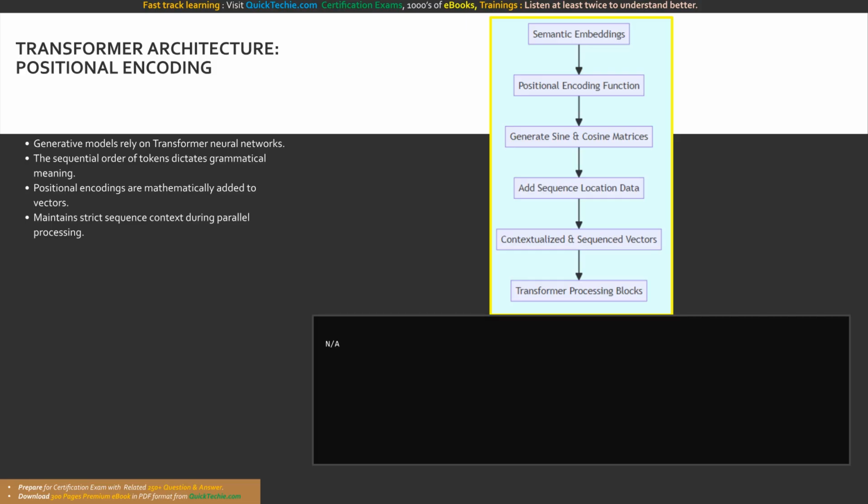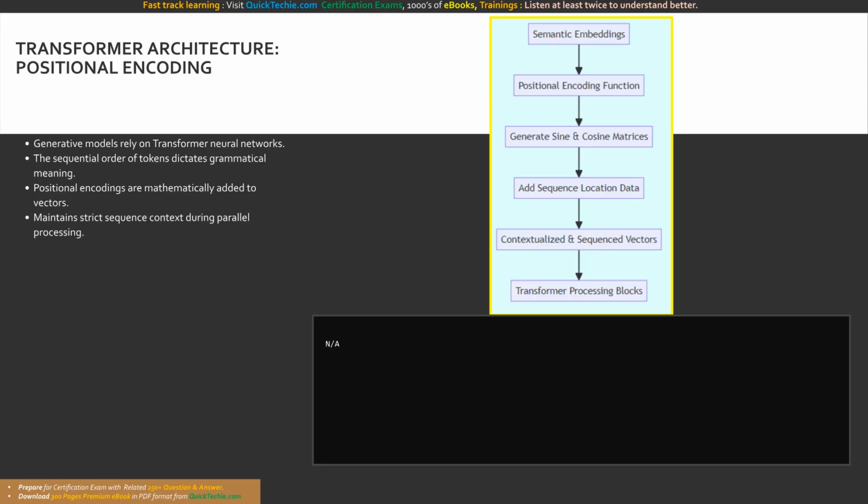The sentence, "the dog chased the cat," implies something entirely different than "the cat chased the dog," even though both phrases utilize the exact same tokens. Because transformer networks are designed to process tokens in parallel rather than sequentially, they inherently lose track of the order of the words during computation. To rectify this, generative AI models utilize a crucial mathematical component called positional encoding.